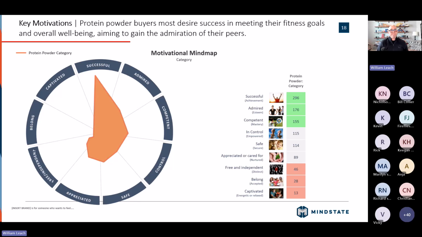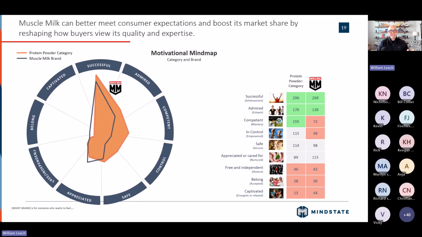So once you understand the category, the next thing is I want to overlay the brand and what motivations are associated with the brand on top of that. Why? Because if I can get the brand to fit as close as possible to what the category drivers are, I now own category consideration and brand choice. So I want my brand perceptions to fit as close as possible with the total category motivational drivers. In this case, Muscle Milk does a pretty nice job at success, and they over-index with admiration as well. So I feel pretty good about that. However, around competency and mastery, there's a low index of 72. That makes me a little bit nervous.